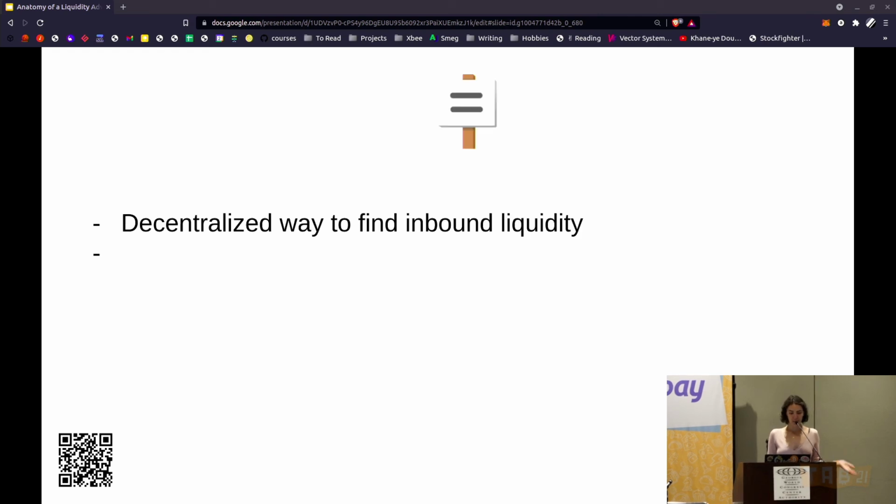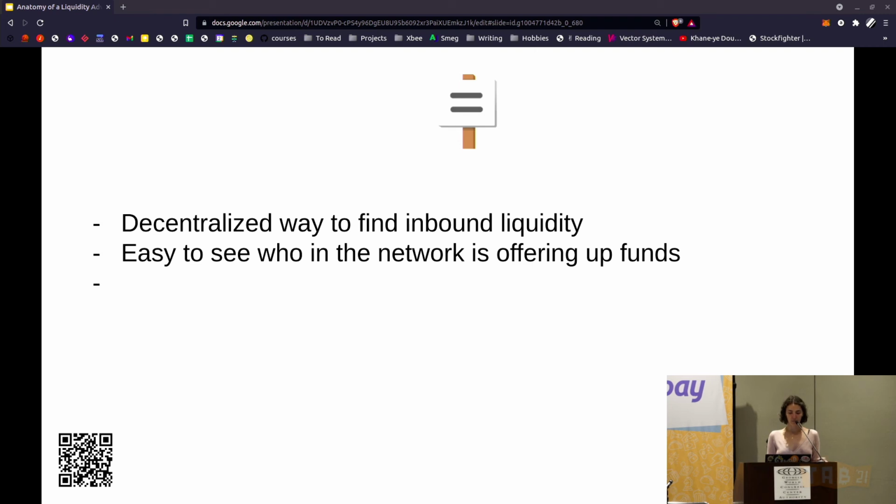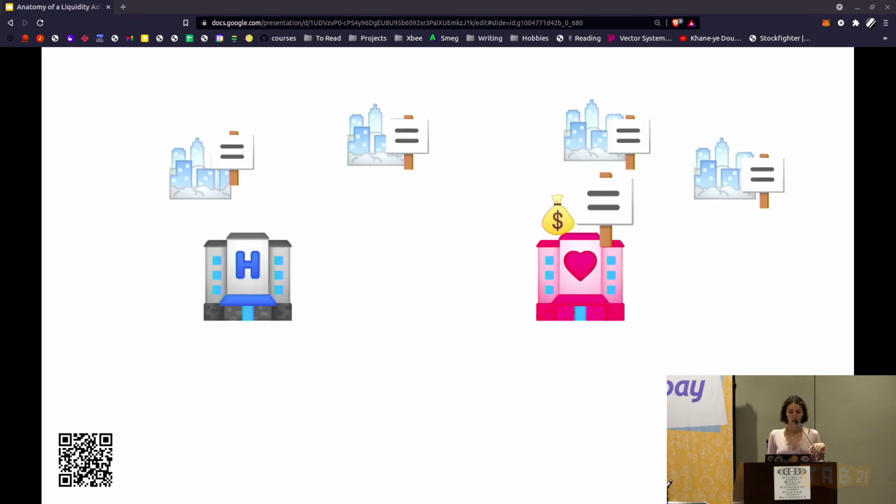So why should you be excited about liquidity ads? It's a decentralized way to find inbound liquidity. If you're starting up a node and you want to get some money flowing towards you, this is a really easy way to look out and see who's got capital, who wants to allocate it, and what they're asking you for in return. It's easy to see who in the network is offering them up because it's really lightweight. It just ends up in gossip. Everyone in the network puts them up and you can go through and see them.